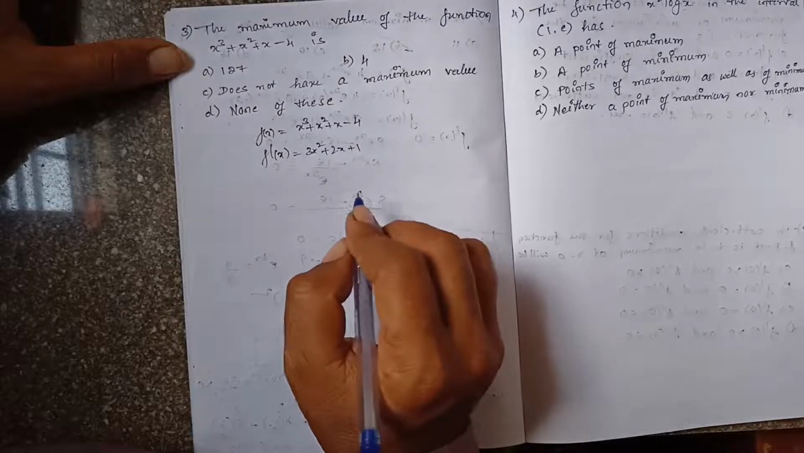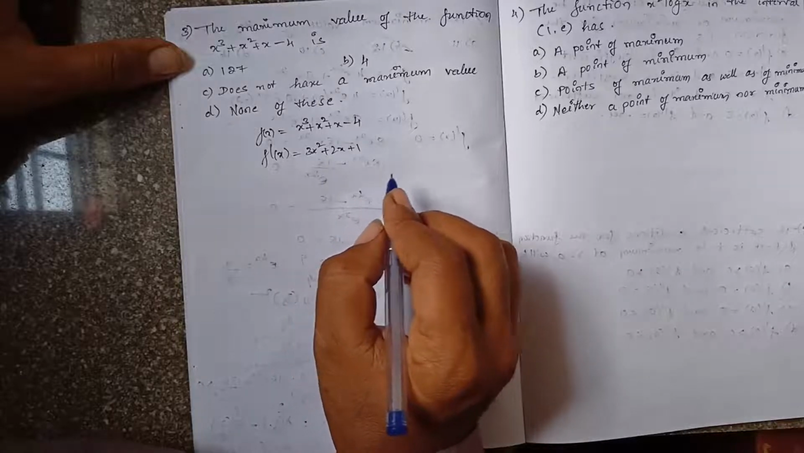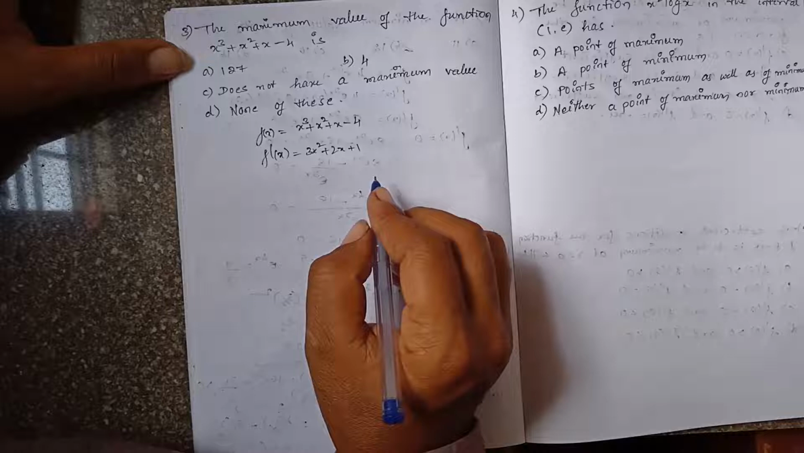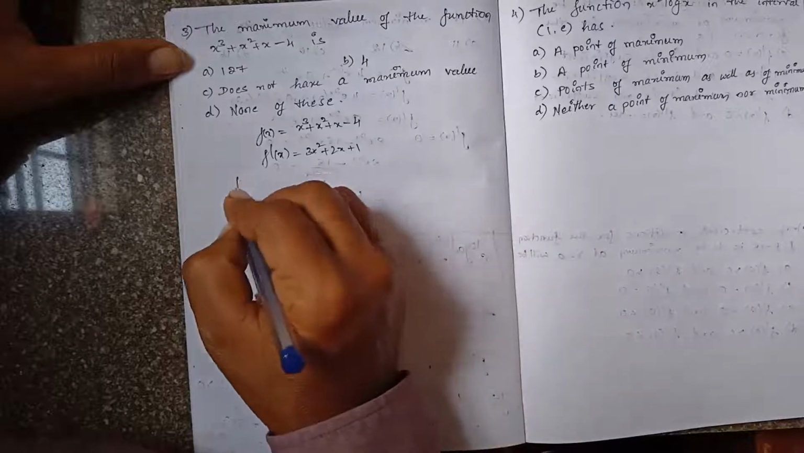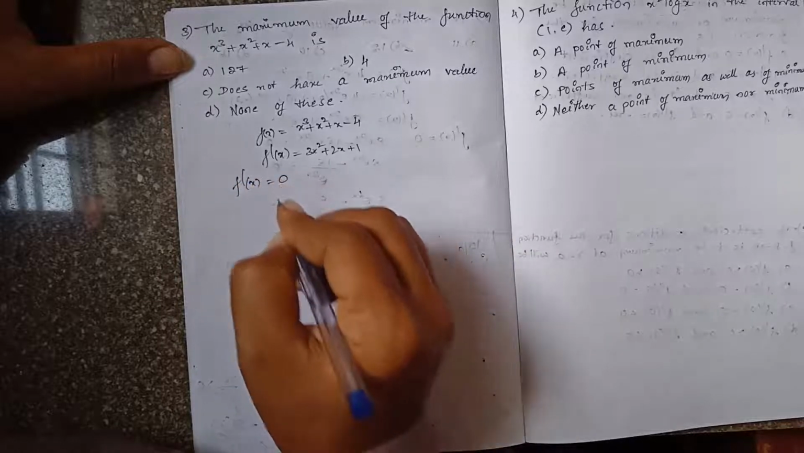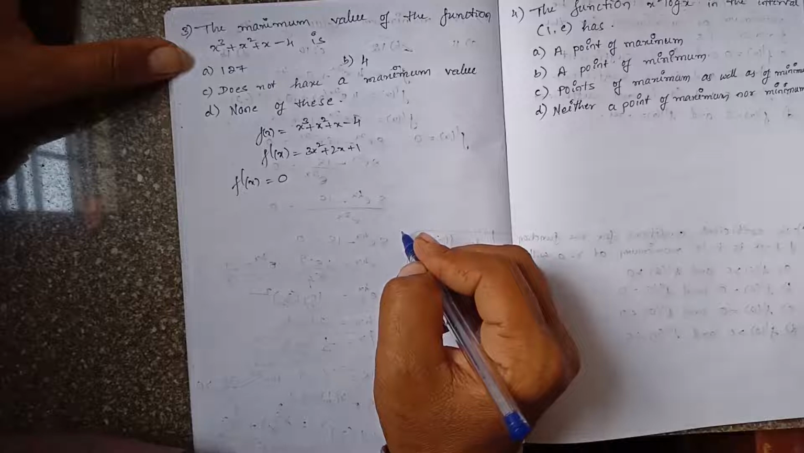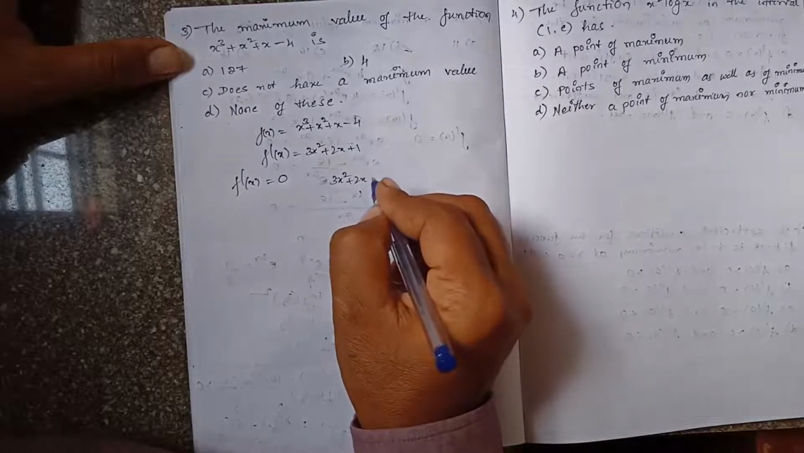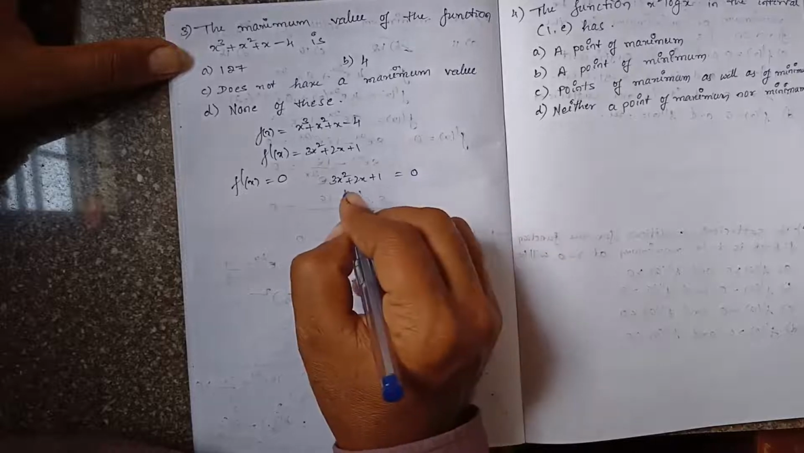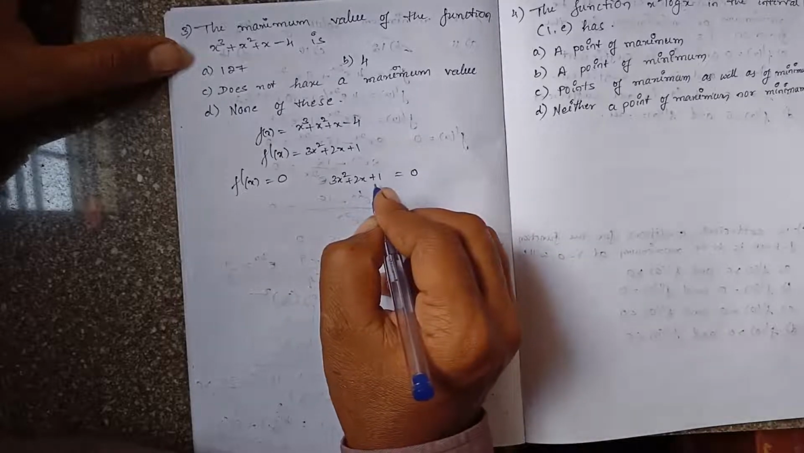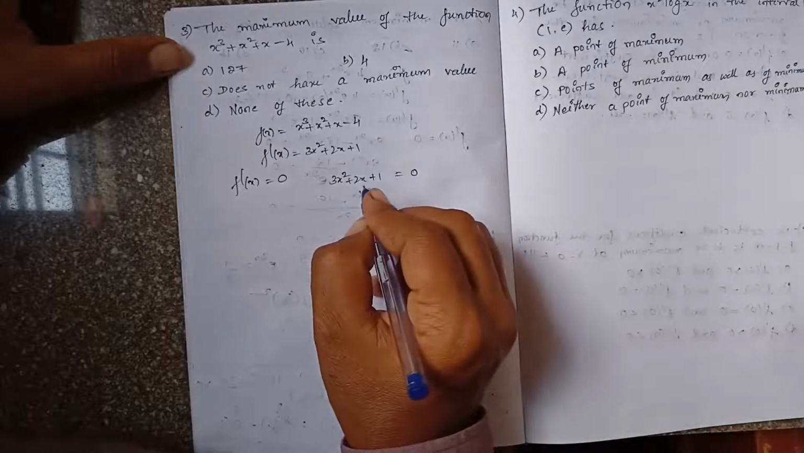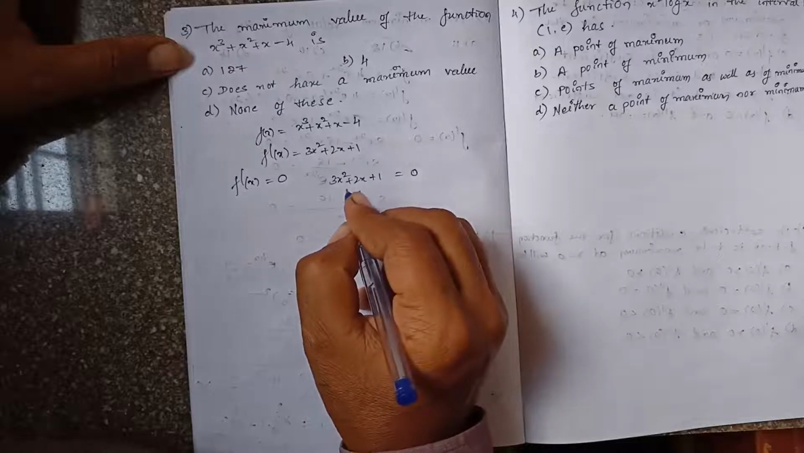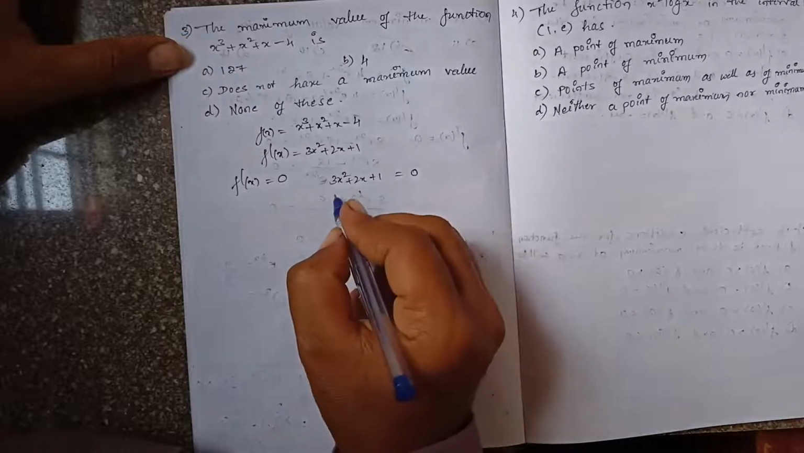Here you see, for a function to be maximum or minimum, what is the condition it has to satisfy? It has to satisfy the condition that its first order derivative has to be 0. This is a must. Here 3x square plus 2x plus 1 should be equal to 0. Now we will check its roots, whether it can be equal to 0 for any value of x or not.